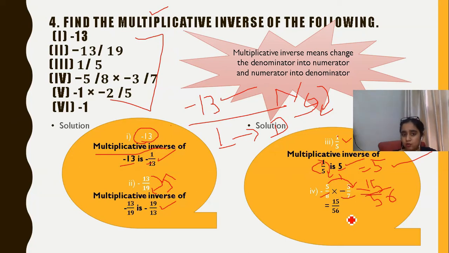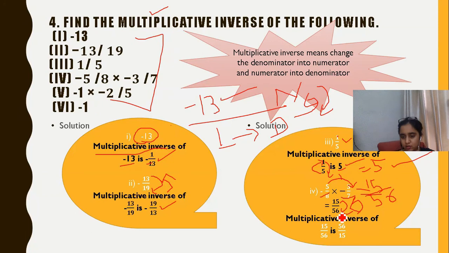Now I have to find the multiplicative inverse of this number. I will shift this 15 into the denominator and this 56 into the numerator. So my answer is 56 upon 15, not 15 upon 56, because I want to find the multiplicative inverse of this number 15 upon 56, and that is 56 upon 15. I have just shifted the values of numerator and denominator with each other.